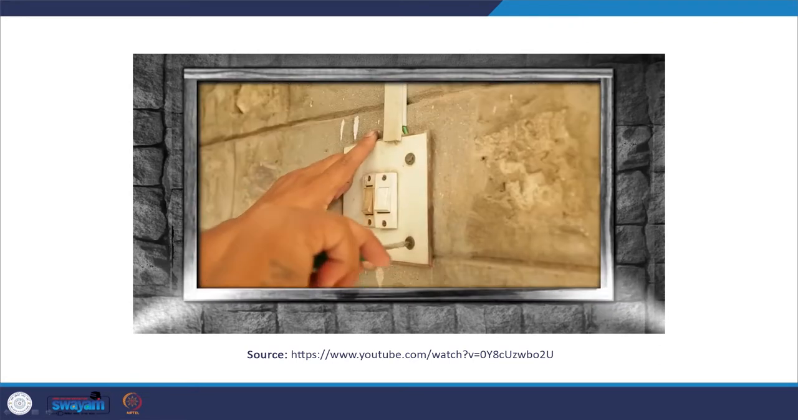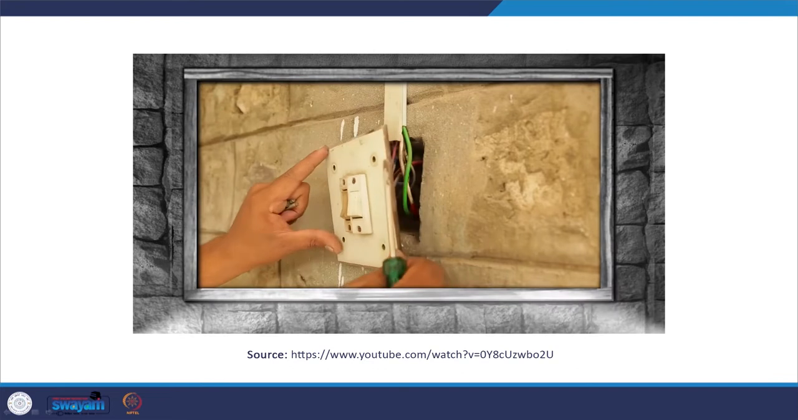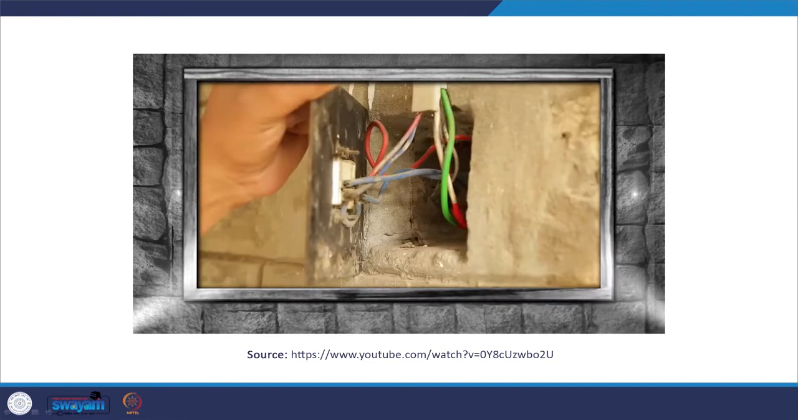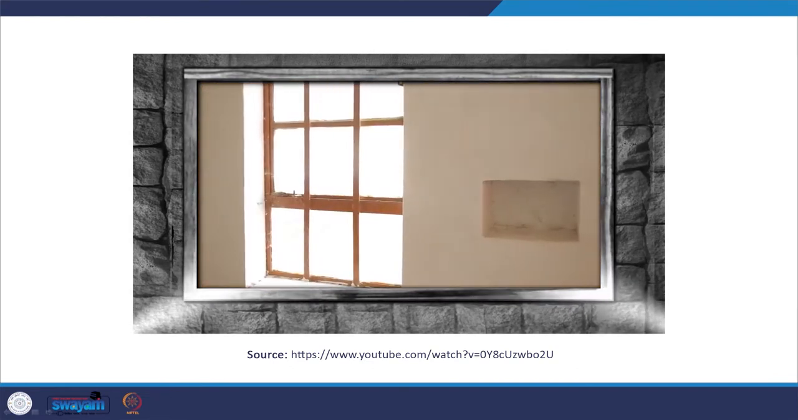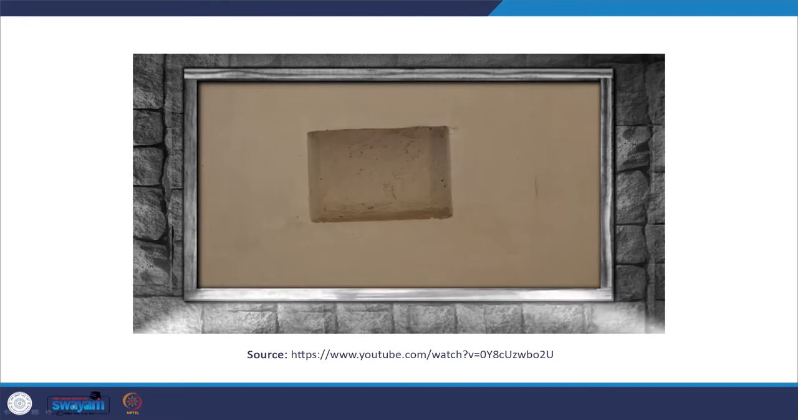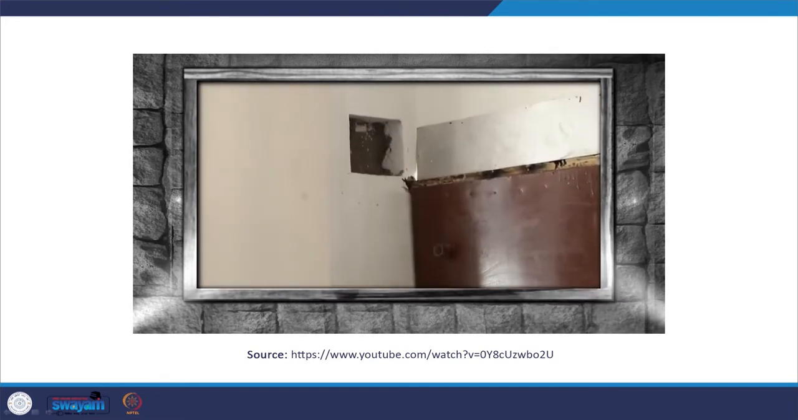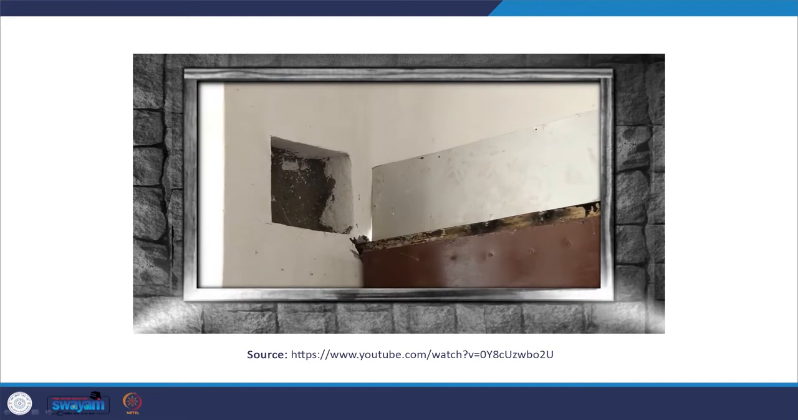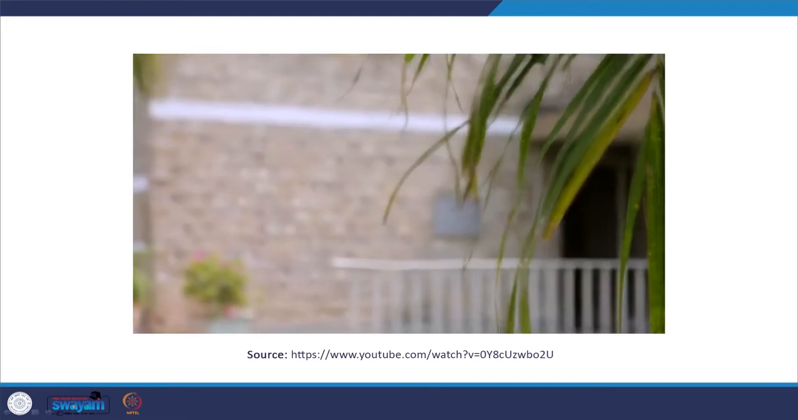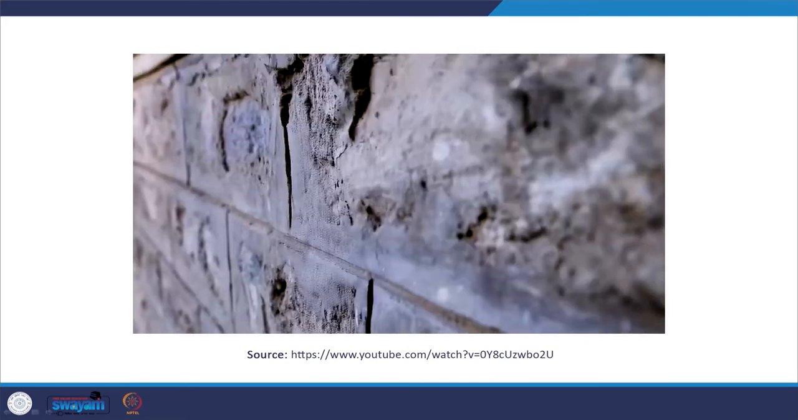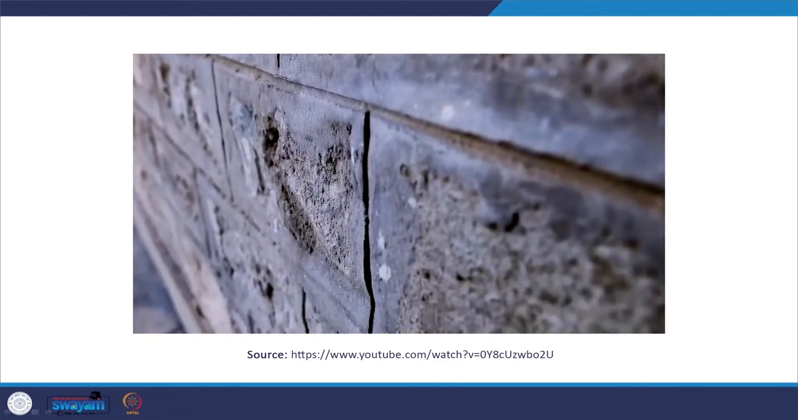Spaces for fixing electric switchboards, etc., should be created by using thinner blocks. When large openings are needed, especially for sanitary fittings, the full block should be left without mortar during wall construction. So, this is the look and feel of the stone masonry block wall building.